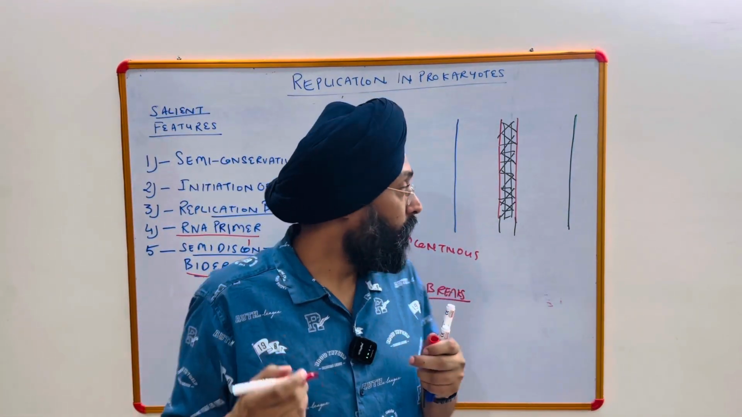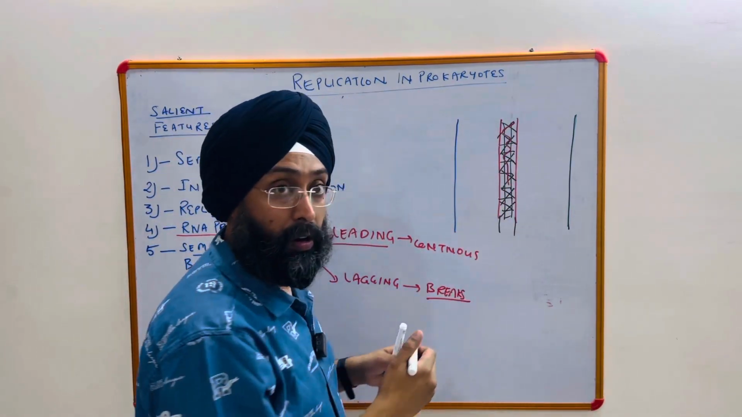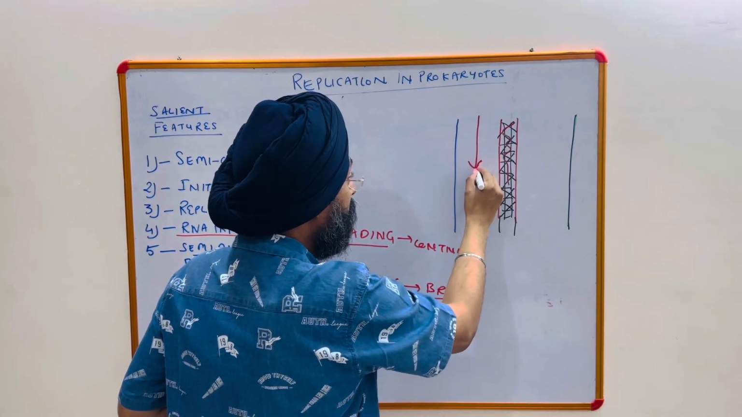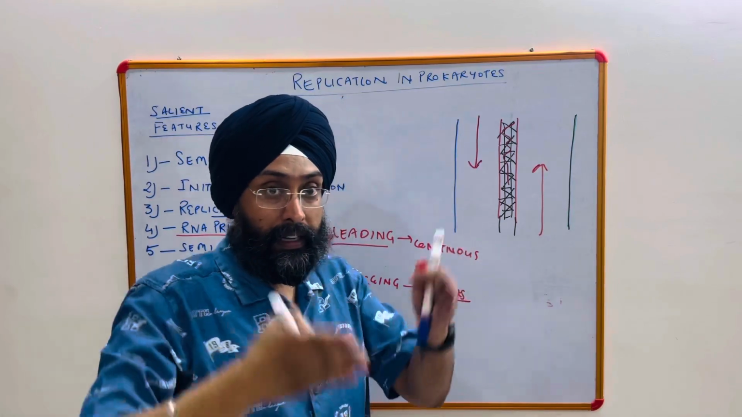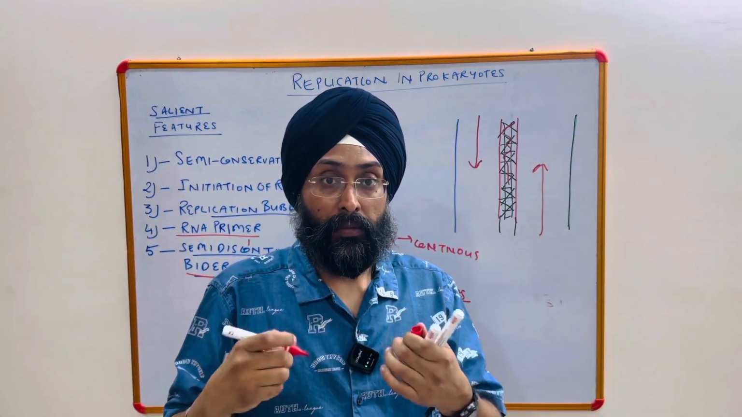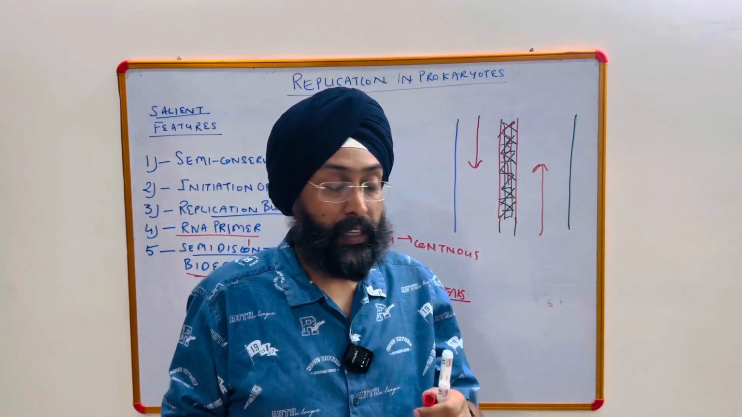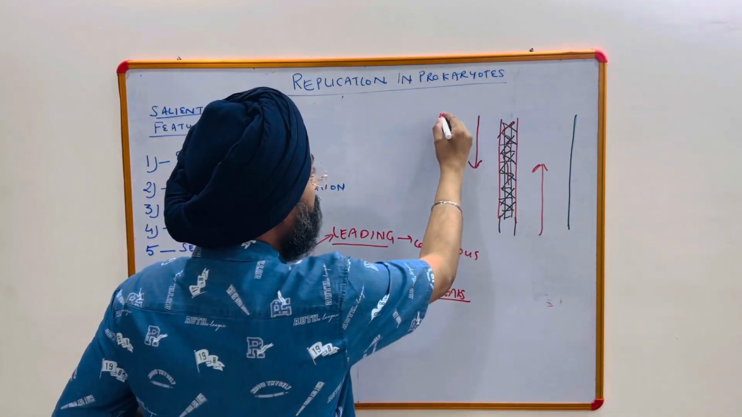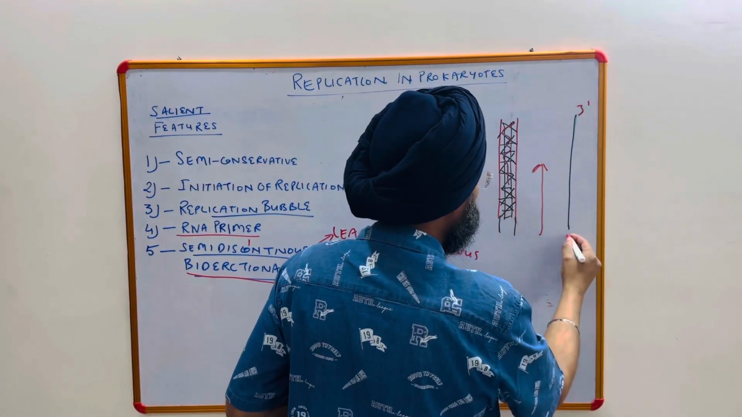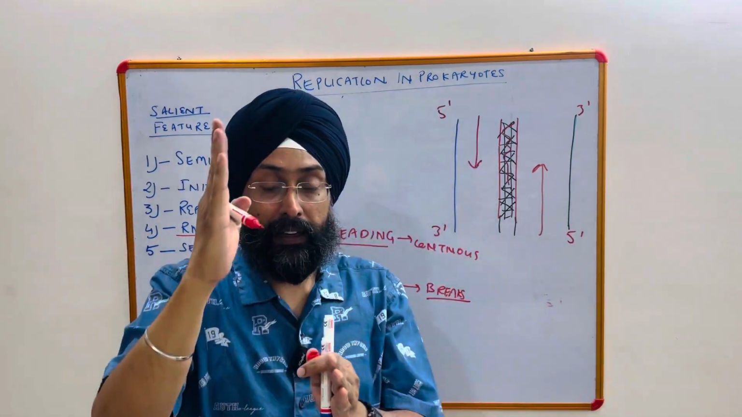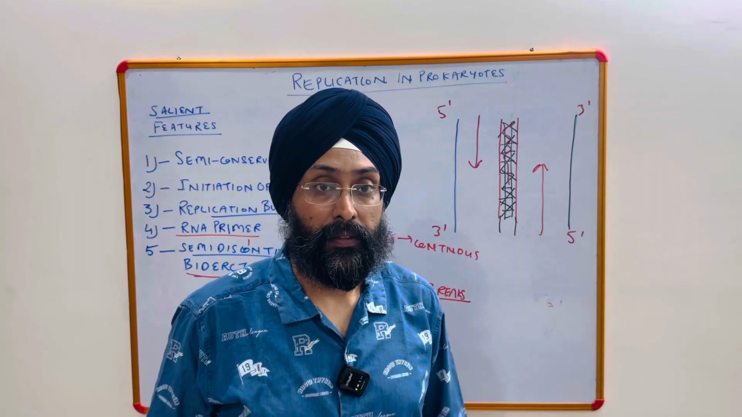How can you learn it? For example, this is a highway and we have a divider inside, right? On the highway, one side is this side, another side is this side, right? So bidirectional means when you are going from Amritsar to New Delhi, one road is going upside, another is coming downside. So in this way, you can compare 5 prime to 3 prime direction synthesis, and on the other side 3 prime to 5 prime, but it is anti-parallel. So you can imagine it and remember it this way, right?